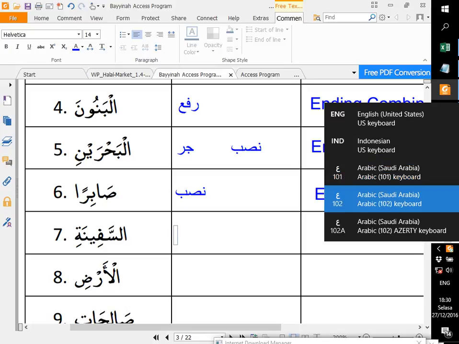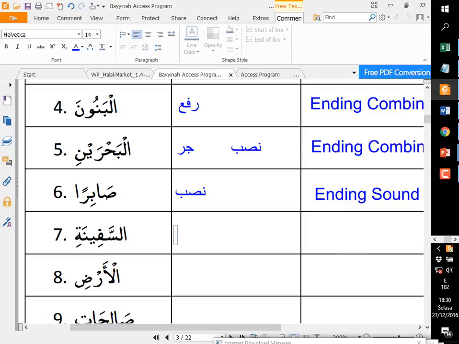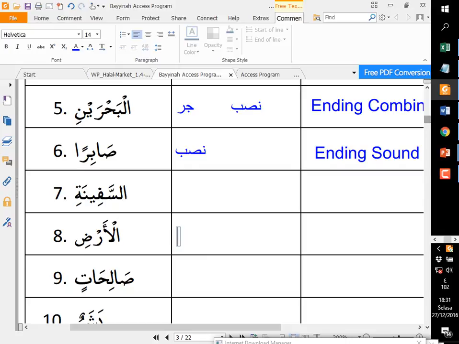Number 7, safina. Safina means ship, like Safinatun Najah. I think this is a fiqh book. But I think we can skip number 7. Yeah, I will explain later. Let's go to number 8. I will explain number 7 after these questions.